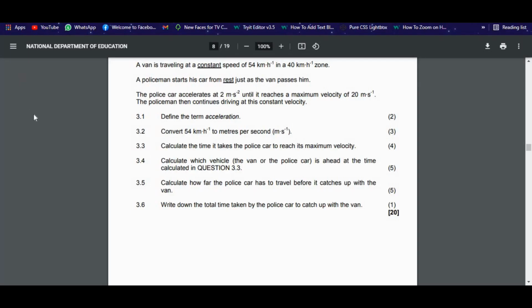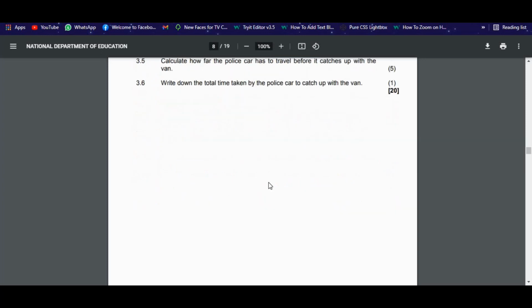3.6 now says write down the total time taken for the police to catch up to the van, which is basically going to be 10 plus 10, so it's going to be 20 seconds. Okay, 1 mark. Right, that one's done and dusted.